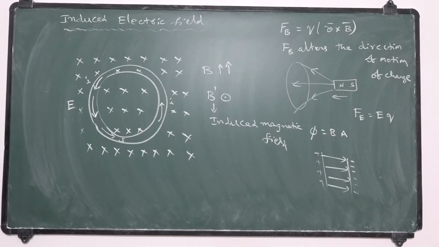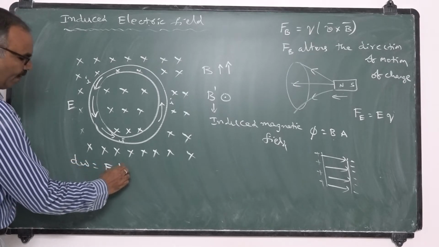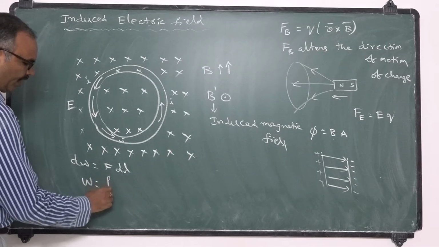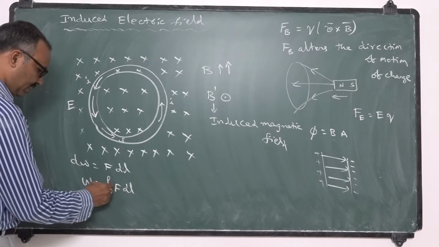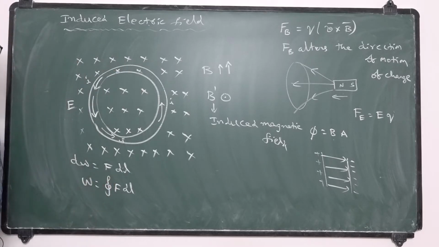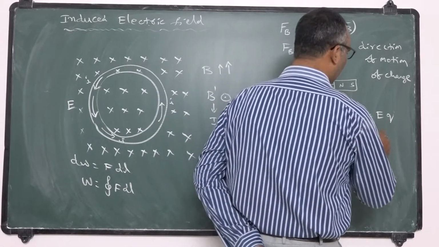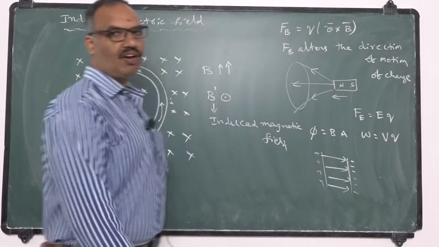In order to move the charge in a closed loop, some work should be done. You know that work done is given by dW is equal to F dL, so W is equal to the integral of F dL. Here work is done on the charge to move over a closed path, hence I took the integration over a closed loop. But we know that work done is given by W is equal to VQ. That is the general formula.